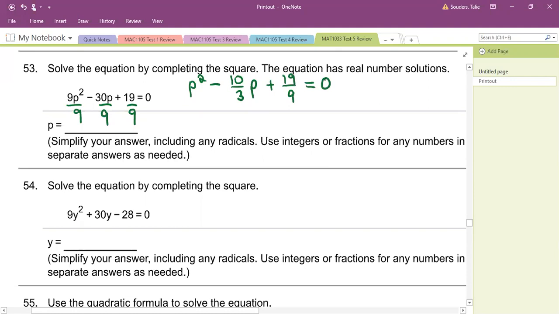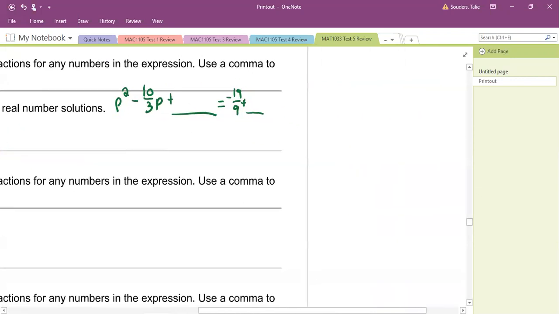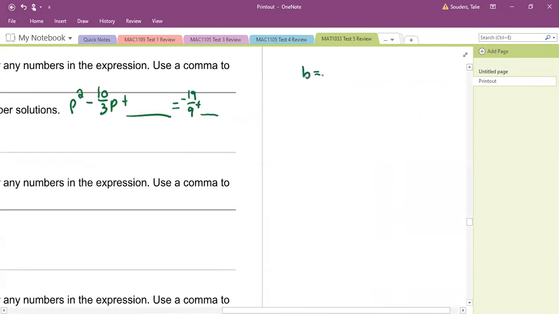Then we have to do like last time, right? And get the 19 over 9 on the other side. So now we have p squared minus 10/3 p plus, we have to figure out what to add there, equals negative 19/9 plus whatever we decide to add. So how do we figure out what we have to add on both sides? You divide the negative 10 over 3 by 2. Which is a little bit tricky.